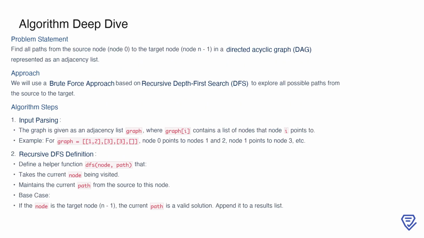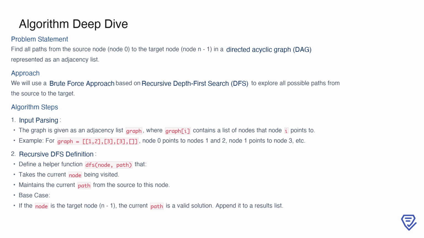To solve the problem of finding all paths from the source node, node 0, to the target node, node n-1, in a directed acyclic graph, DAG, we can use a recursive approach based on depth-first search, or DFS. The graph is represented as an adjacency list, where each node points to its neighbors. For example, in a graph like [[1,2],[3],[3],[]], node 0 points to nodes 1 and 2, and node 1 points to node 3. The adjacency list representation helps us efficiently traverse the graph.